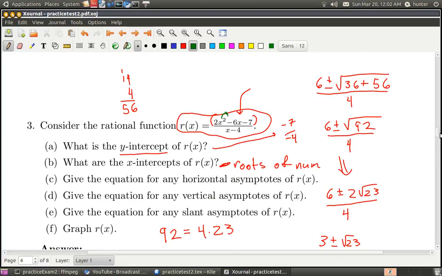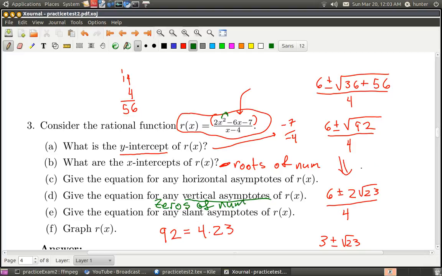And give the equation for any vertical asymptotes. So this is easy too. Vertical asymptotes are just the zeros of the numerator, and the numerator is very simple in this problem.